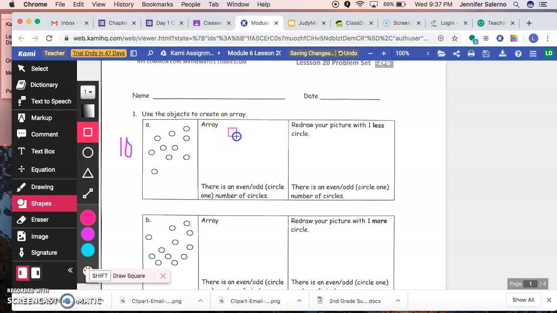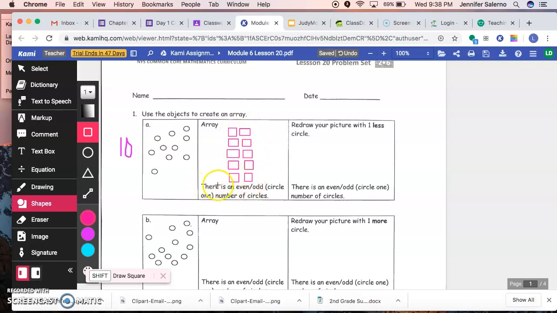And I could do it either 2 rows or 2 columns. And in this case, I'm going to do 2 columns because they didn't tell me what to do. They're letting me choose what to do. So I'm going to do 2 columns of 5 because that is going to give me 10. So 2, 4, 6, 8, 10.